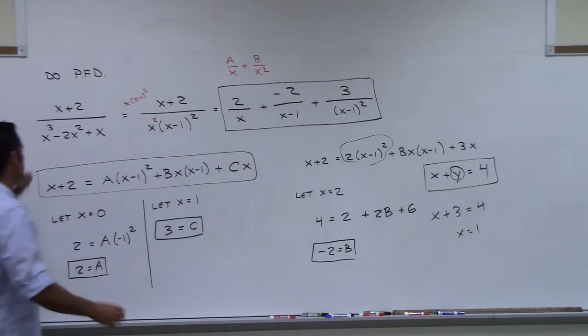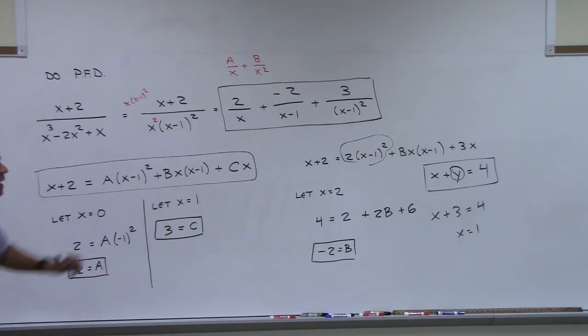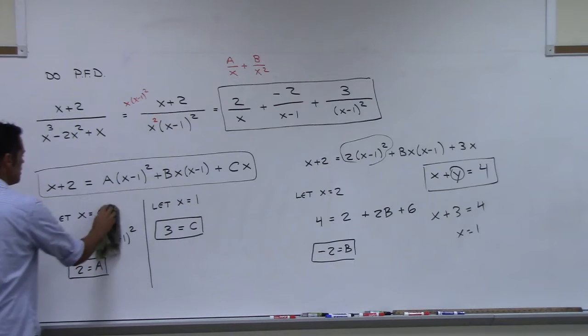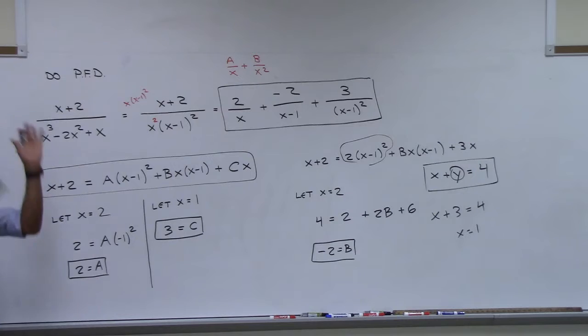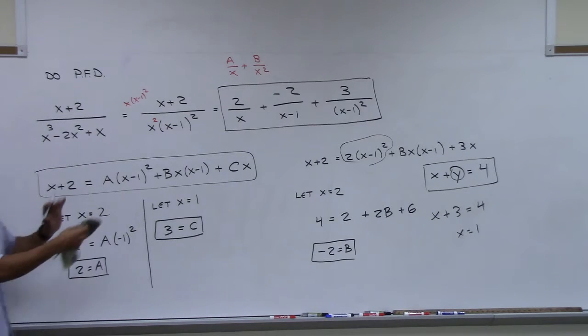Let's just say I picked right off from the very beginning. Forget all the other stuff. Let's just say x is 2. Let x be a random number, and I'm going to pick 2. Not even worry about killing anything off.